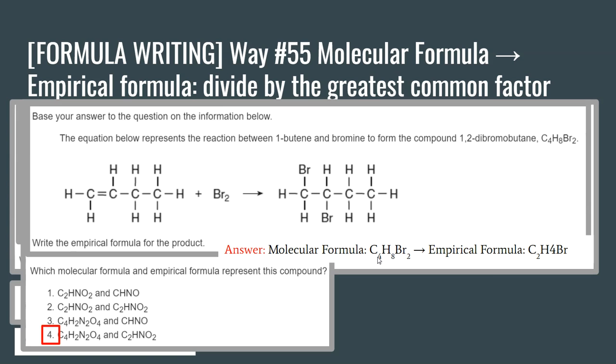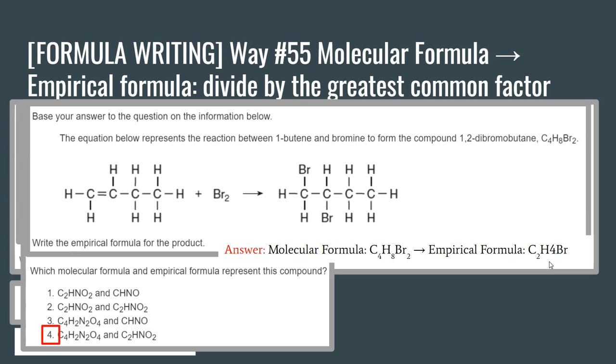If this is the molecular formula, to reduce it to its empirical formula, divide by the greatest common factor, which happens to be 2. When we do that, our empirical formula turns out to be C2H4Br. Note that I didn't write a 1 here because there's already a 1 Br present by virtue of writing its symbol.